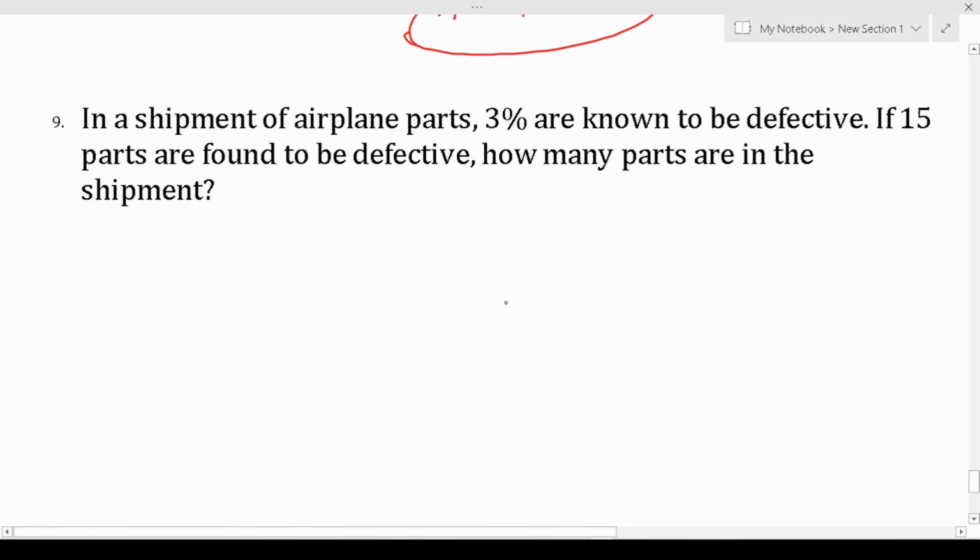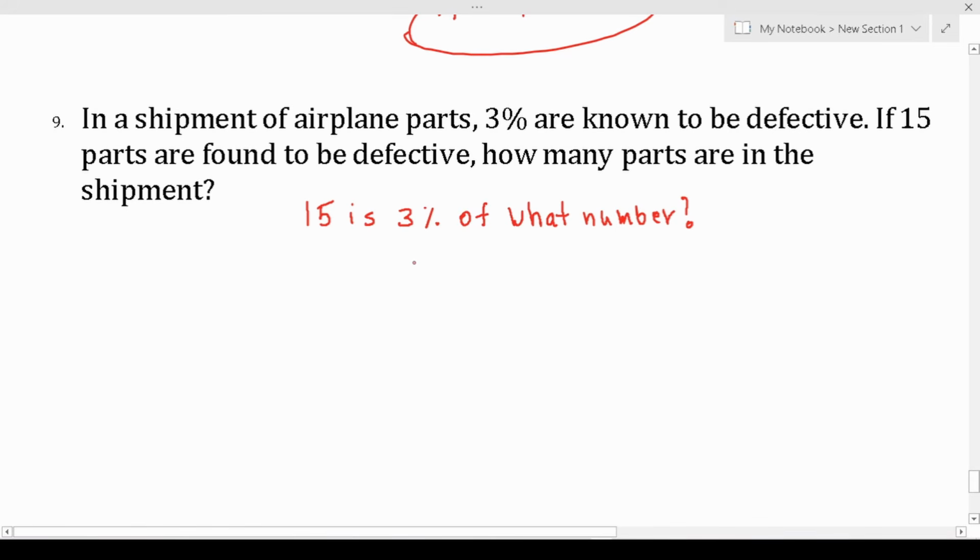Number 9 says, in a shipment of airplane parts, 3% are known to be defective. If 15 parts are found to be defective, how many parts are in the shipment? So let's come up with our little phrase. Again, that's going to be 15 is 3% of what number? And I can't spell n today, our number today.